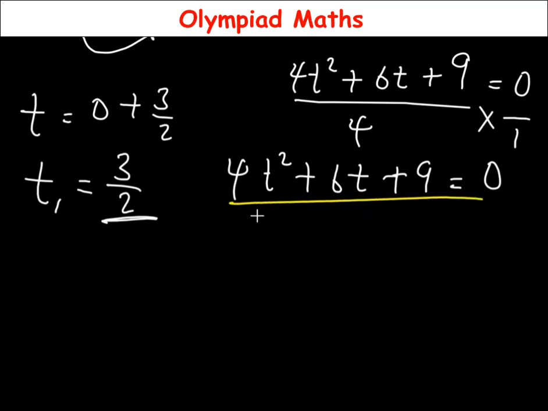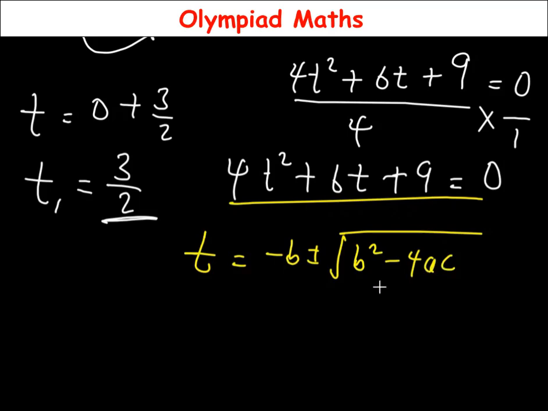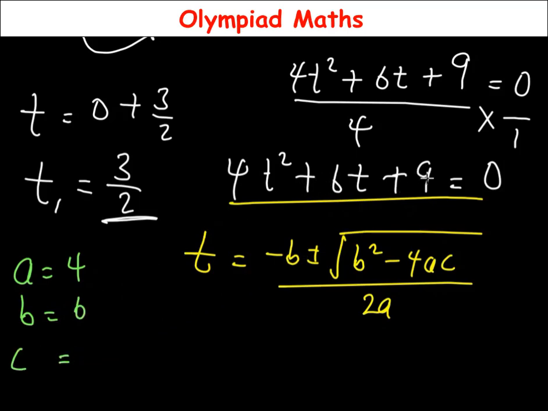And to solve this, we're going to make use of the quadratic formula. So we're solving for t. t is equal to, the formula is minus b plus or minus square root b squared minus 4ac, all over 2a. In this case, the value of a in this equation is 4. The value of b is plus 6, and the value of c is the constant, which is plus 9.